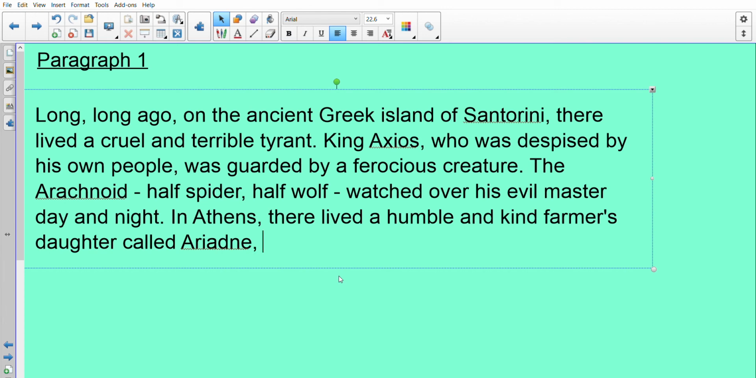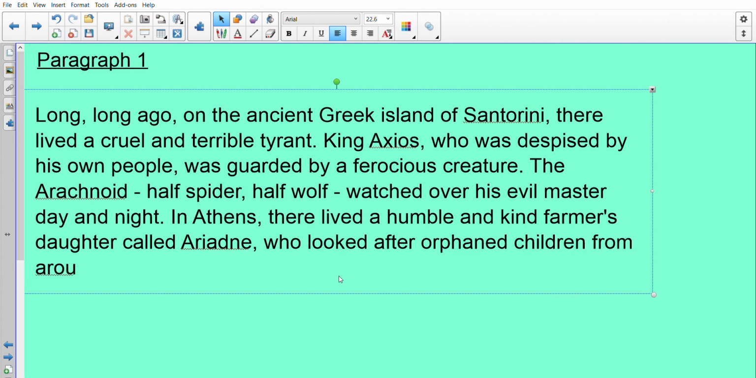But we could extend that a bit, couldn't we? In Athens, there lived a humble and kind farmer's daughter called Ariadne, who looked after orphans' children from around the city. So we've described something else that she does that tells us that she's kind. So we've now got three characters, a bit of information about them, and we'll develop more in the next paragraph.